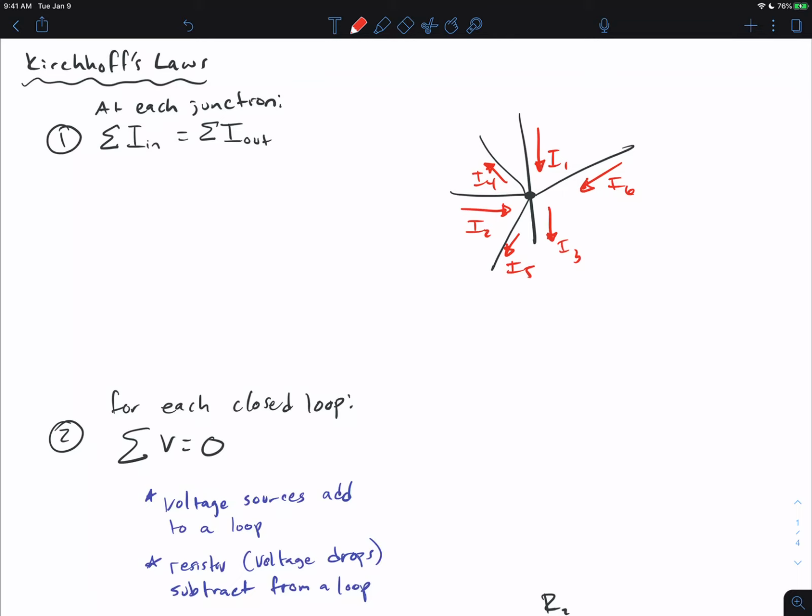And the way we would do that here is we would take everything that's coming in, so all the arrows pointing towards our junction. In this case would be I1, and I2 is pointing in, and I6 here is pointing in. So that takes care of everything coming in. And then that's going to be equal to everything that's going out. For us, this is going to be I4 is going out, I3 is going out, and I5 is going out. So sorry, these are out of order. But you can see here that this is a nice way to set up everything that is going in and out of a junction, right?